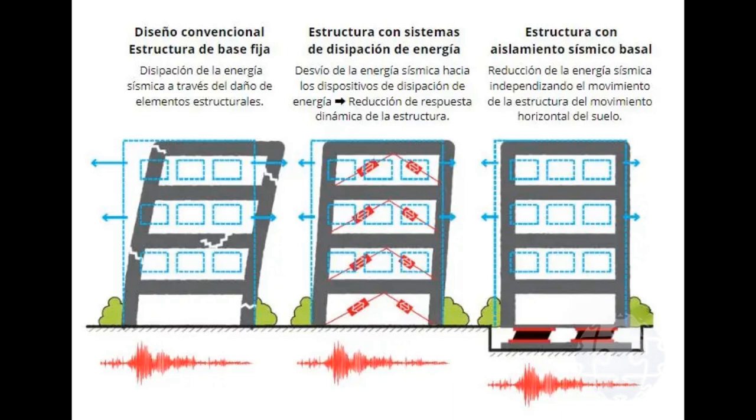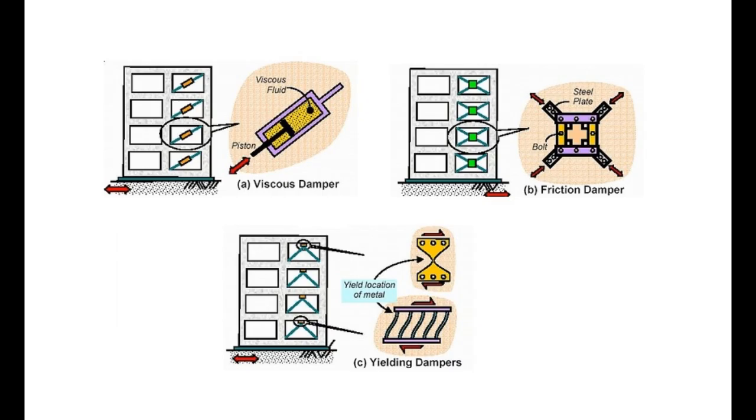This shock absorber type of dissipators can be viscous metal dissipators and viscous frictional dissipators.